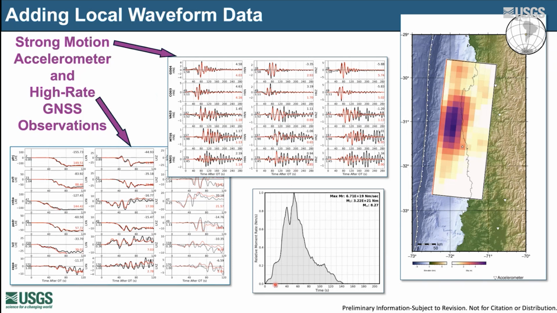So note that the moment rate function really hasn't changed a ton as we're making all of these modifications, but the slip distribution is changing significantly. It's getting a little bit tighter, the maximum slip is increasing a little bit, and slip is not going as deep as it used to with just the teleseismic data.